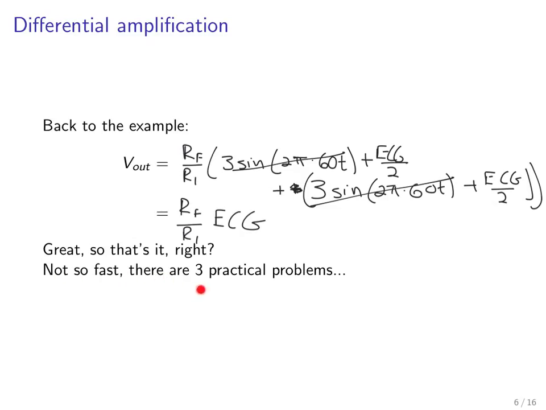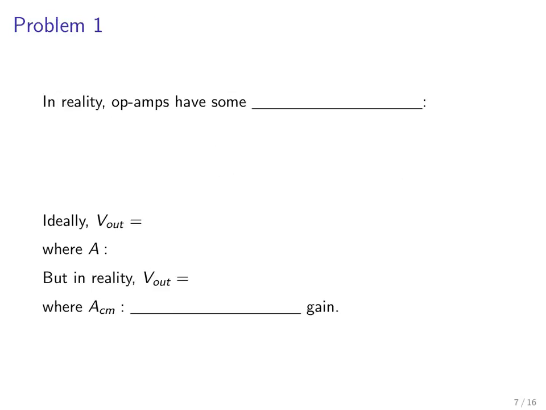But in practice, there are actually 3 practical problems that can make this differential amplification difficult to realize. And the first problem is that in reality, op-amps have some common mode gain. And I'll illustrate what we mean by that. That is, the devices themselves will have some common mode gain, where we typically assume that it's 0 in analyzing the circuits. So an op-amp has this circuit schematic.